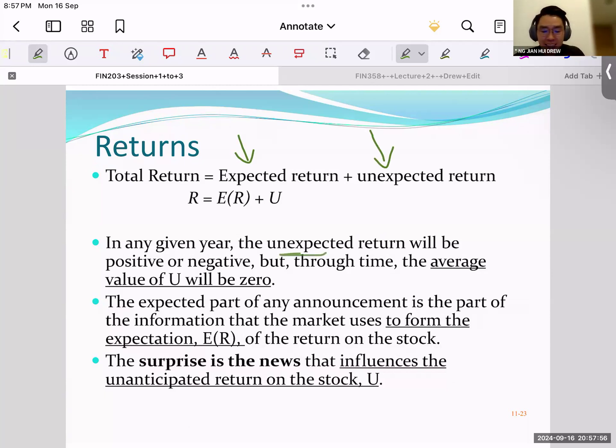So on average, if it's unexpected, it will be zero because it balances out. The unexpected positive balances out the unexpected negative, so it will all be zero. And the unexpected component is what we call surprise information. Things that you don't expect. It's a surprise, therefore it causes the stock to increase or decrease. The expected return is the one that is part of the market, the information is there, it's available. So that's your expected return. Okay, so your total return is a combination of expected and unexpected.